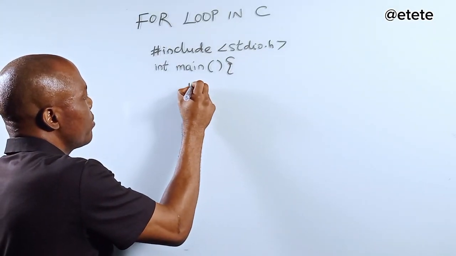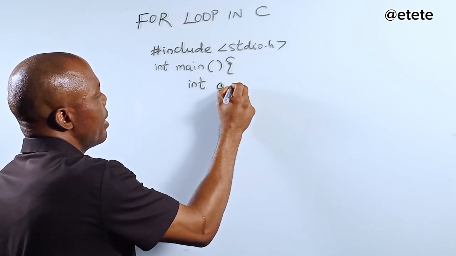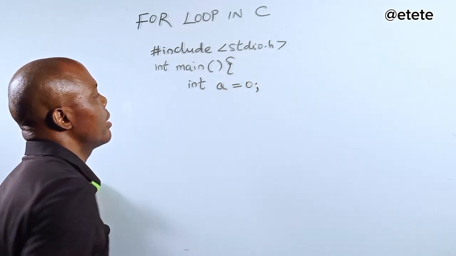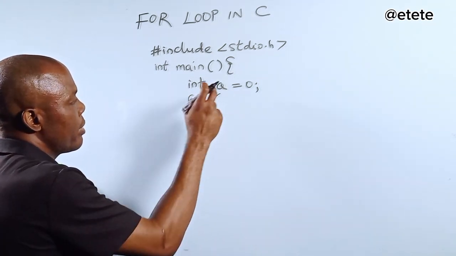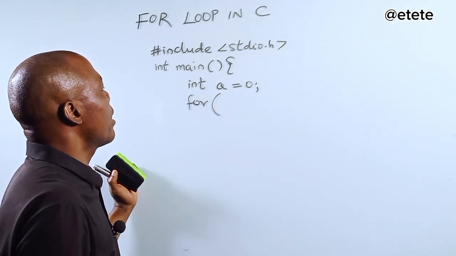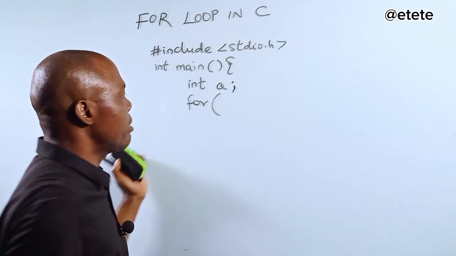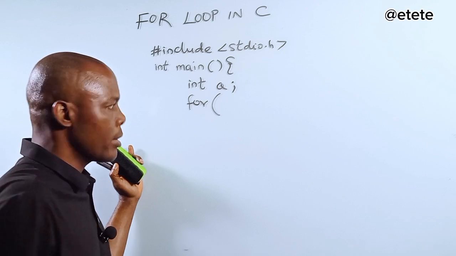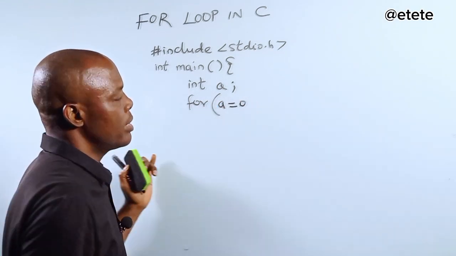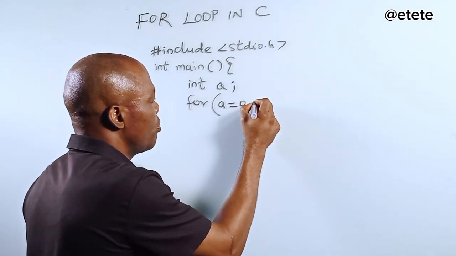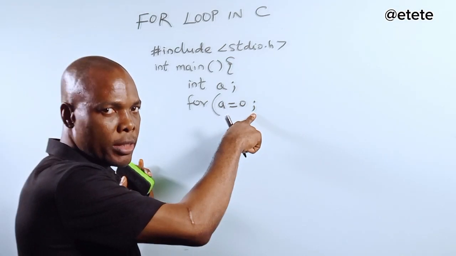Then inside here, I will declare a variable int a, and I will assign a value to it. Then I will say for. Now, in this one, I am not going to initialize. So I'm just going to declare a variable a. So inside this place, I'm going to initialize my a to 0. Then I'll put this semicolon. This is very compulsory. You have to put it.